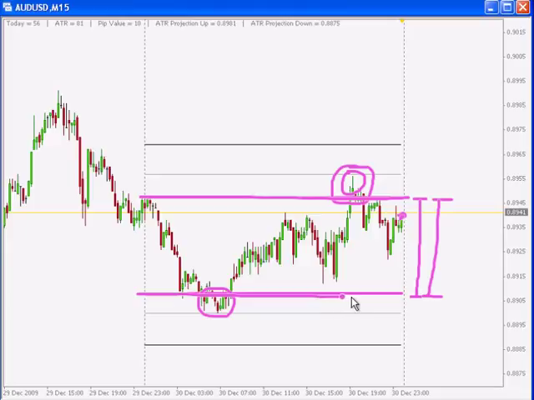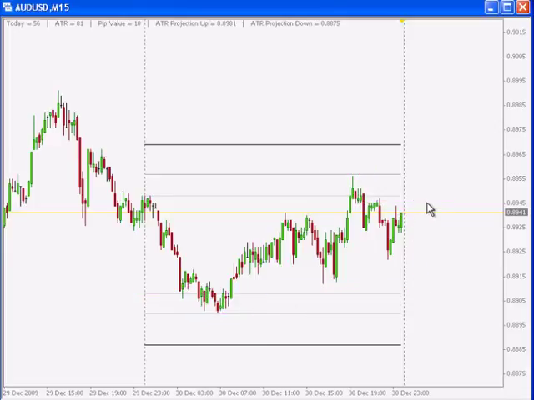If at any point throughout the day price has already broken through the 50% bands, then we will be looking to at least make sure the 70% bands have not been violated, have not been breached at any point throughout the day. In this case, it hasn't.